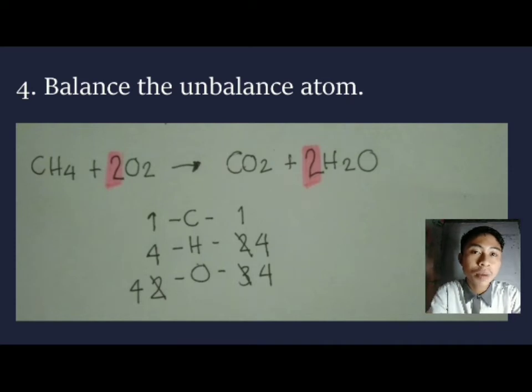Sa oxygen naman, kailangan natin mag-add ng 2 sa reactant ng coefficient ng oxygen para 2 times 2 is equal to 4. Sa product naman ng oxygen, since nag-add tayo ng 2 coefficient sa hydrogen, magiging siyang 4 because may dati ng 1, may dati ng 3 atoms ang oxygen.